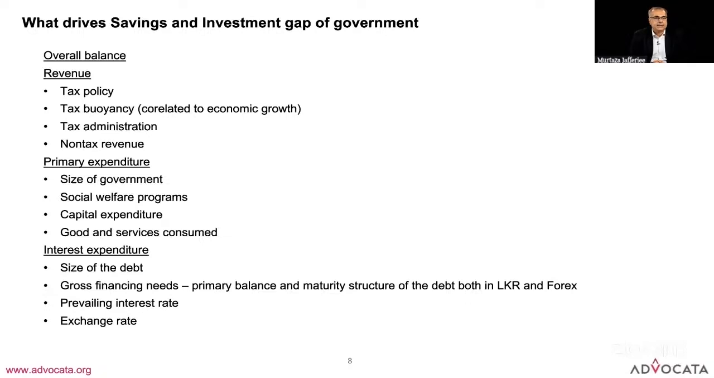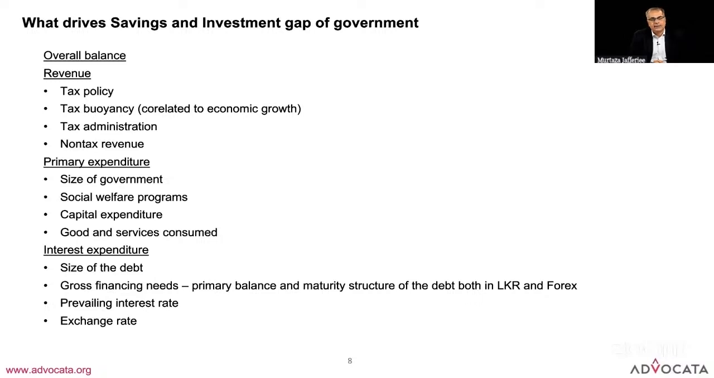Then how you spend it. So you can break it down to something called primary expenditure. And that is mainly recurrent expenditure without interest plus capital expenditure. And what drives that is the size of government. In Sri Lanka, it's fairly large. 15% of the labor force is employed in the public sector. The social welfare programs that you have, like subsidy transfers, we used to call it Samurti, now it's called Aswasuma. Capital expenditure, how much is being invested by the government, and what goods and services the government itself consumes.